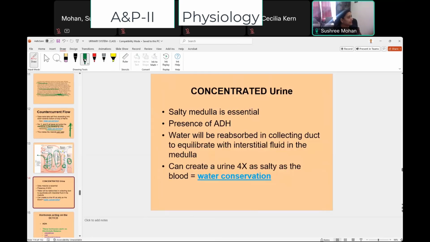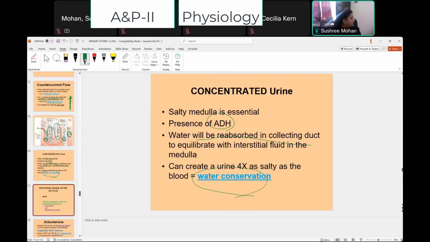So ultimately you get concentrated urine, and the presence of ADH will add the aquaporins and help to take back the water. Water will be reabsorbed in the collecting duct thanks to ADH, and then you can create a urine 4x as salty as the blood. That is water conservation. You are retaining the water, reclaiming the water with the help of ADH. So ADH plays a very crucial part.